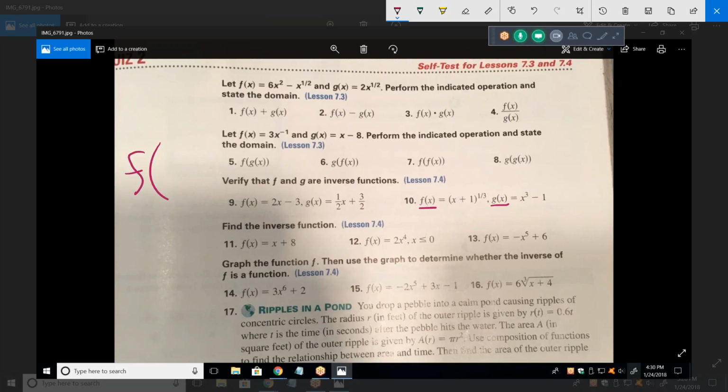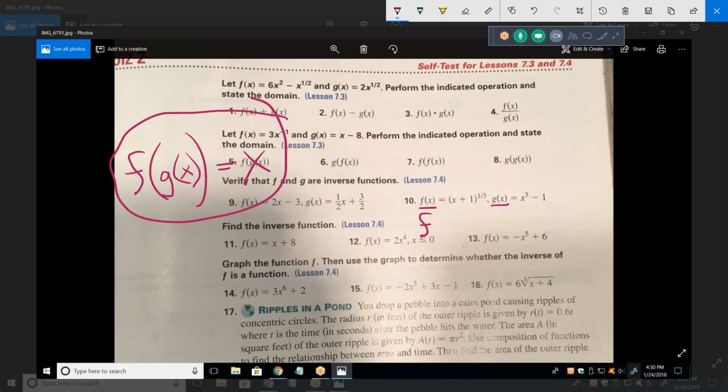Okay. All of these problems, what has to be true is that f of g of x has to be equal to x. If that is a true statement, then those two functions are inverses of one another. So our next step is to solve for f of g of x. Now tell me what f of g of x is, first of all.